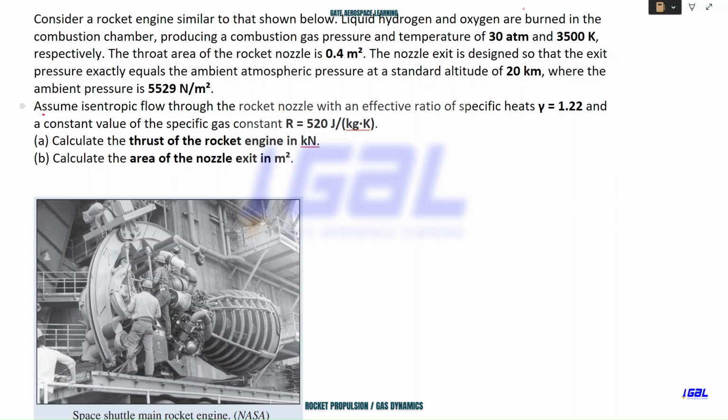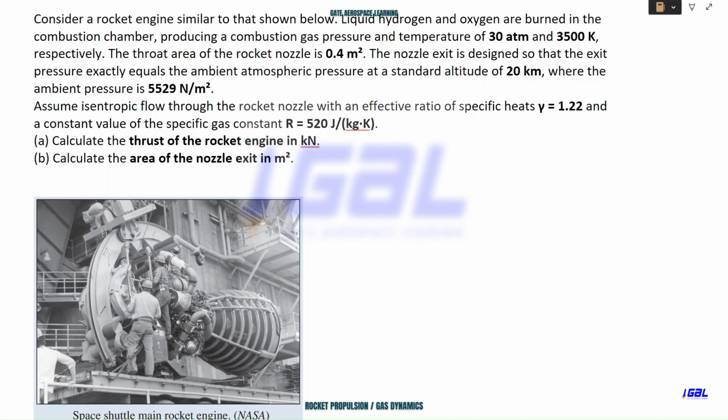Assume isentropic flow through the rocket nozzle with an effective ratio of specific heats of 1.22. So now we are no longer using the specific heat ratio value of 1.4; they have provided a specific value. And why did this gamma value change? Because now you are burning hydrogen and oxygen, and due to the hydrogen-oxygen combustion, your gamma value will change correspondingly. Similarly R will also change depending on the gas, whether you're using air, methane, or different gases. Depending on that, gamma and R values will change. They have given a constant value of the specific gas constant.